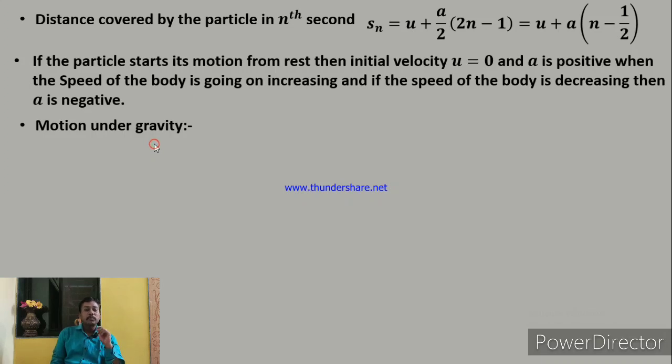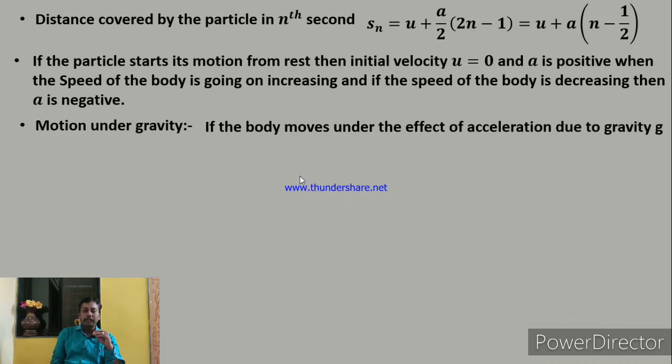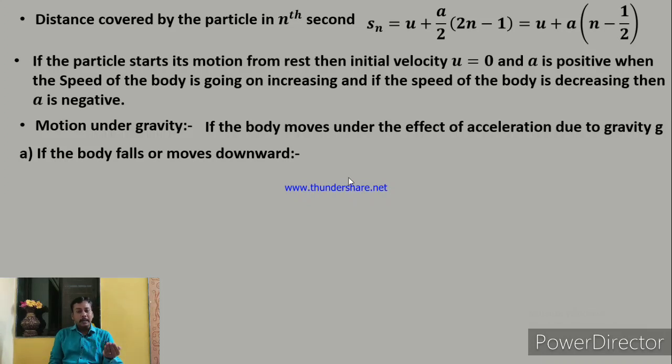The next condition is motion under gravity. Motion under gravity means acceleration due to gravity. If the body moves under the effect of acceleration due to gravity g, there are two situations. If the body falls or moves downward under gravity, then the first kinematical equation is v equals u plus gt. Here a is equal to g if the body moves downward.